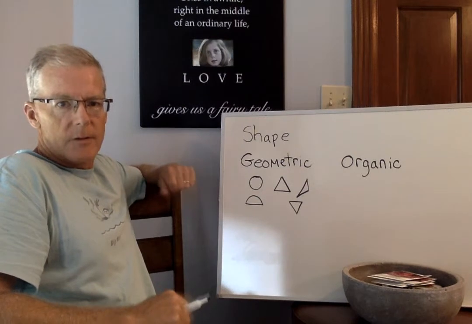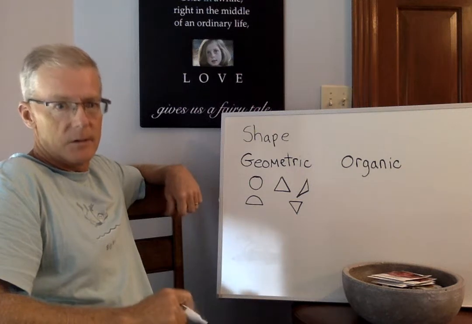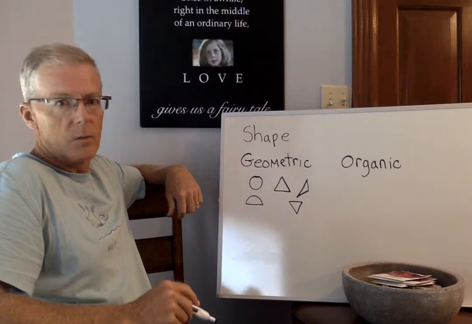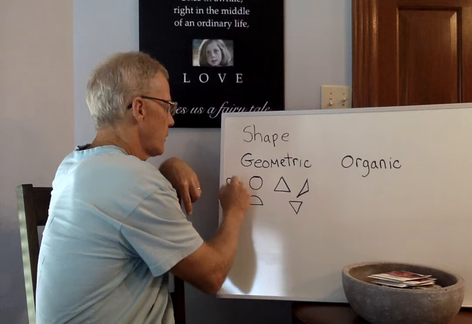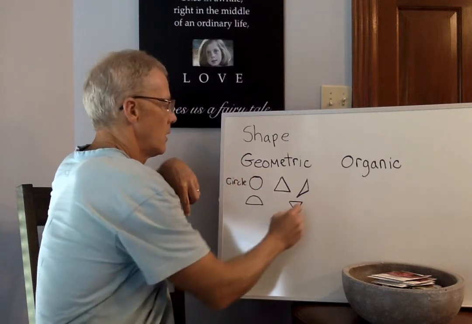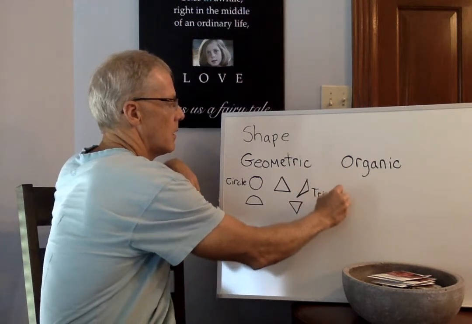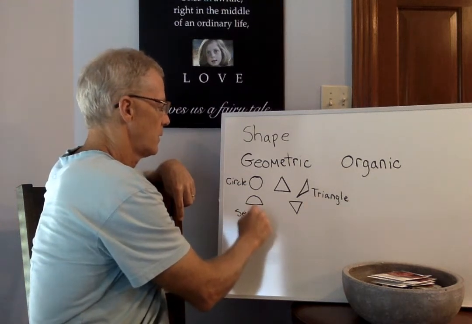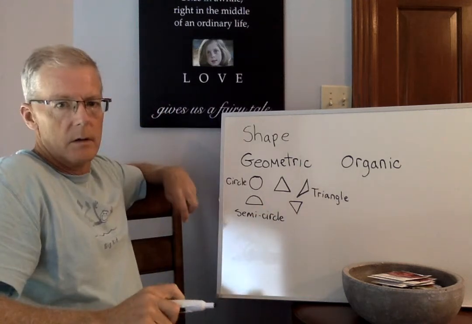I heard someone say half circle. Yes. Sometimes it's called semicircle. Okay? Now, I always like you to write the word, because sometimes that helps me remember what I'm dealing with. So if you want to write the word circle, triangle, and semicircle, I'll give you a minute to write those words.